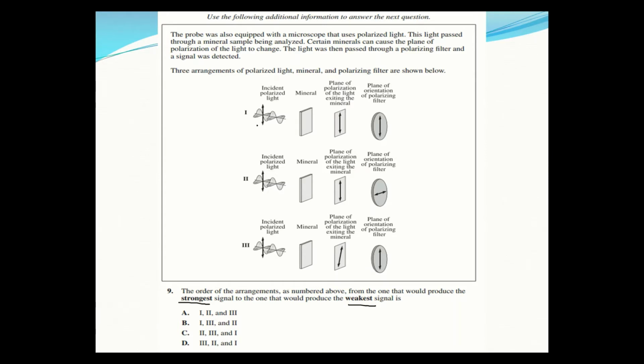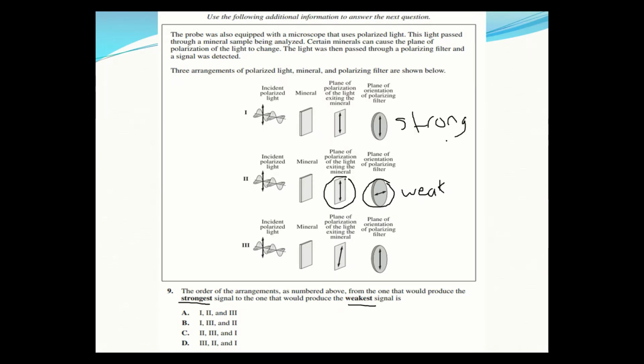So the one that's going to block out all the light is when they're 90 degrees towards each other. This is the first plane, it's straight up and down, and this one is side to side, which means that all of the light is going to get blocked out. So this is going to be our weakest signal, right? Our strongest signal is when they're the same, because then it lets half the light through. So this is going to be our strongest.